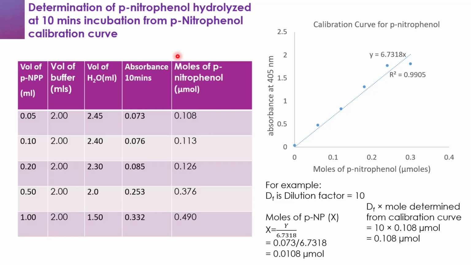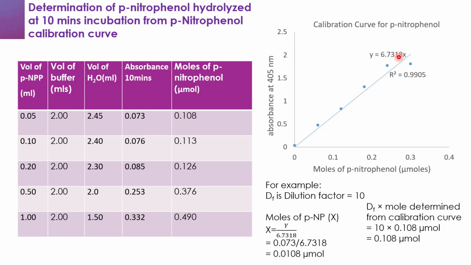Let us look at the determination of the p-nitrophenol hydrolyzed from the artificial substrate p-nitrophenol phosphate by our enzyme acid phosphatase at 10 minutes of incubation from the p-nitrophenol calibration curve. This is our p-nitrophenol calibration curve with the equation of the line giving us y equals 6.7318s, where y is the absorbance value, 6.7318 is the slope, and s is the moles of p-nitrophenol formed or hydrolyzed.